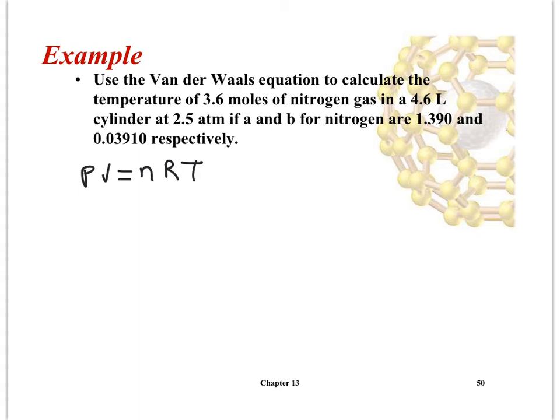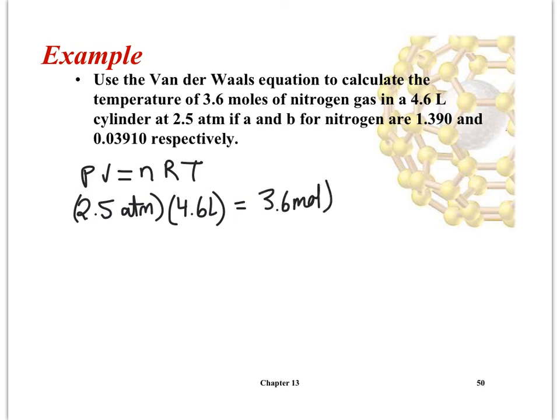So our pressure is 2.5 atm. Volume is 4.6 liters. n is 3.6 moles. R, if we're using atm, would be 0.0821 atm times liters per mole Kelvin. And then T is what we're solving for.